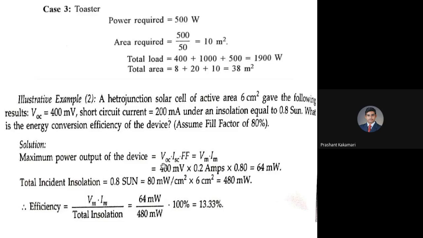That is, open circuit voltage, 400 millivolts, is given. Short circuit current is also given, that is 200 milliampere. You can keep it in milliampere or amperes. Then the fill factor is 80%, so they have taken 0.8. Now using all these values, you can find out the power in milliwatts.